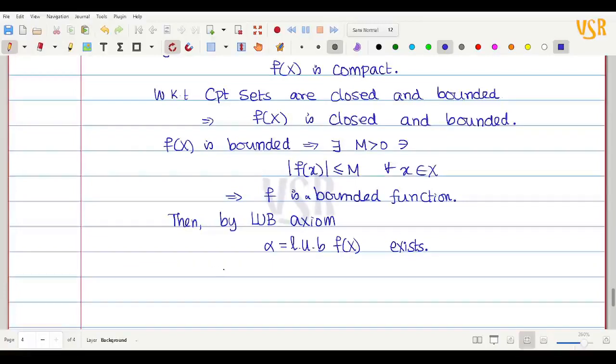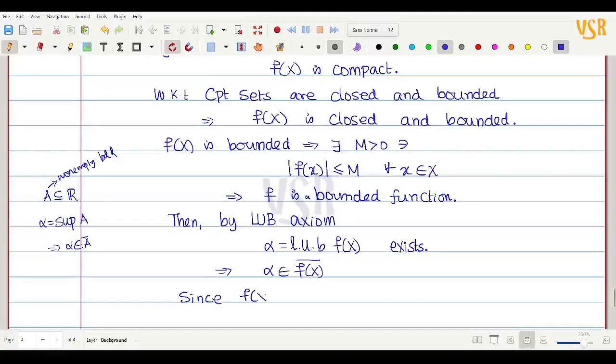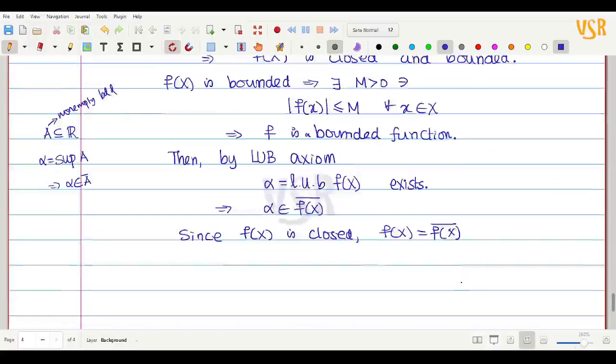So what does this mean? This would imply that alpha belongs to the closure of f of X. We have studied this: if A is a subset of R and alpha equals the supremum of A, where A is of course a non-empty bounded set, this must imply that alpha belongs to the closure of A. Correct? So here alpha belongs to the whole closure of f of X. Since f of X is closed, f of capital X equals its closure, so this must imply that alpha belongs to f of X.